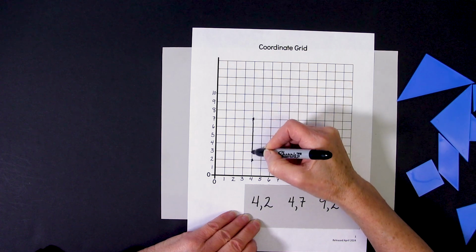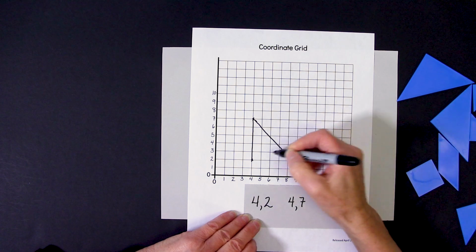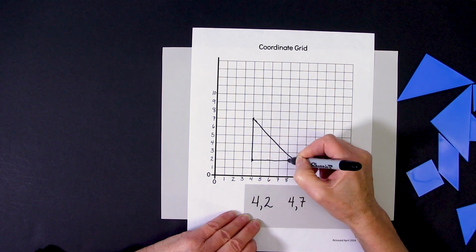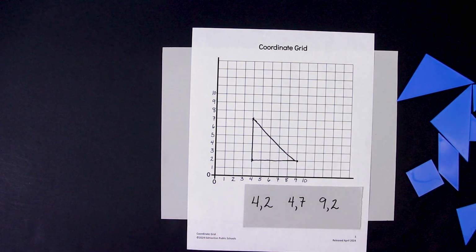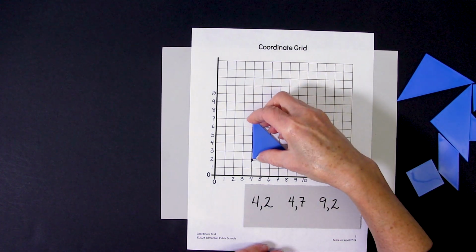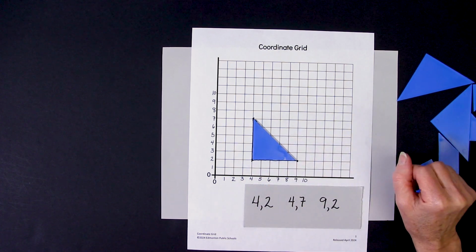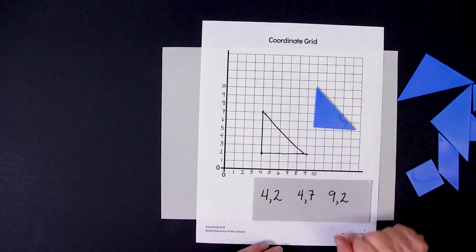And then they will connect the plotted points. They see that it's a triangle. They will take a look and see that they have plotted the vertices for a medium triangle.